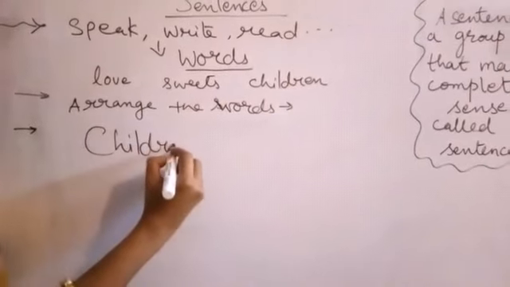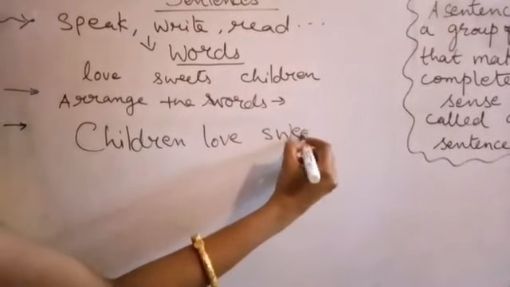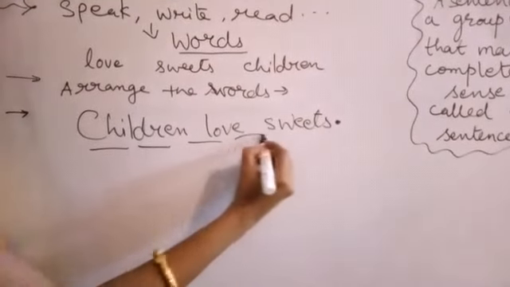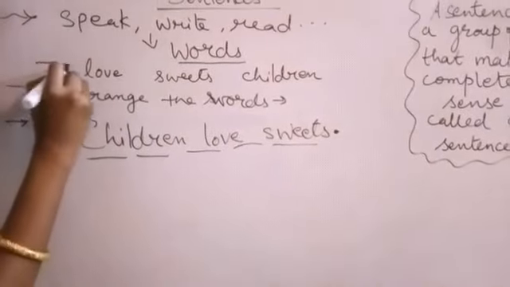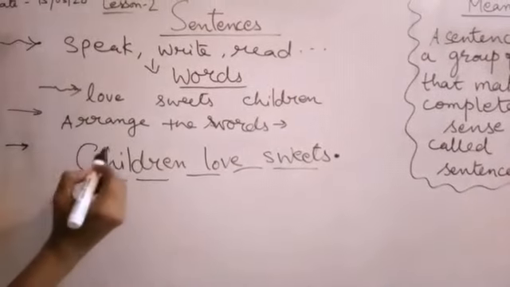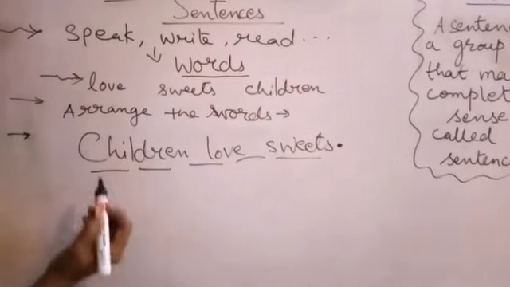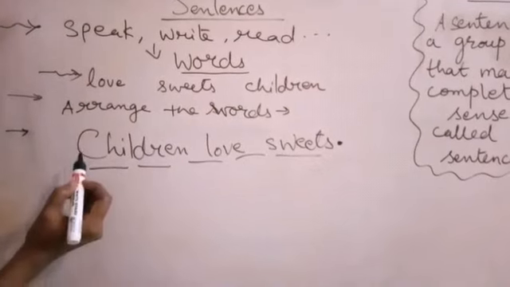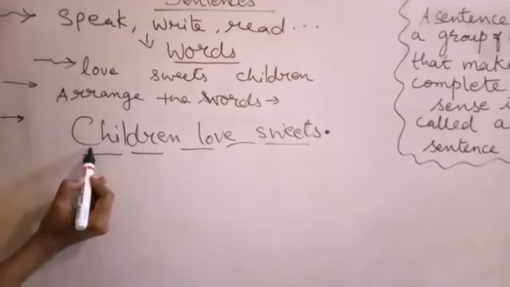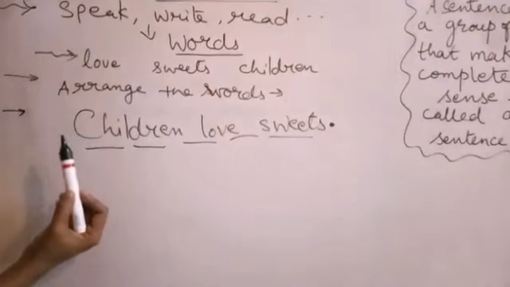So, after arranging these words, what will be the sentence? Children love sweets. So students, these are the words, and by these words we have made a sentence which makes sense. Now here we have started with a capital first letter, and at the end I have put a full stop.